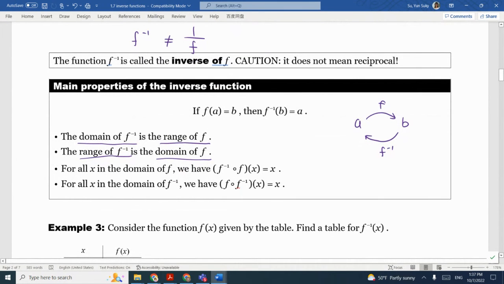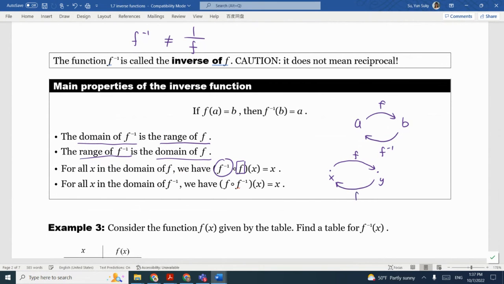And why is that? You can think of it this way: you have x, and let's say this is y. This means we first do f, and then we apply f inverse. Do you see? We get the x back. Yes, everybody?